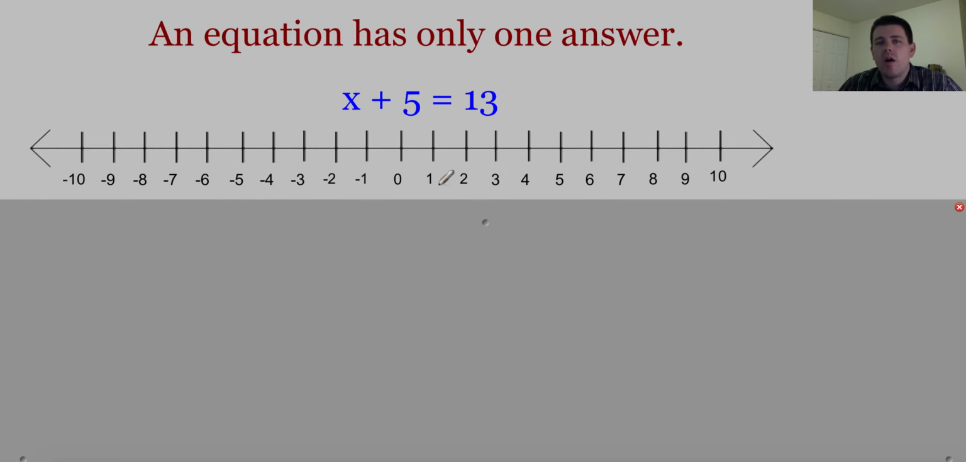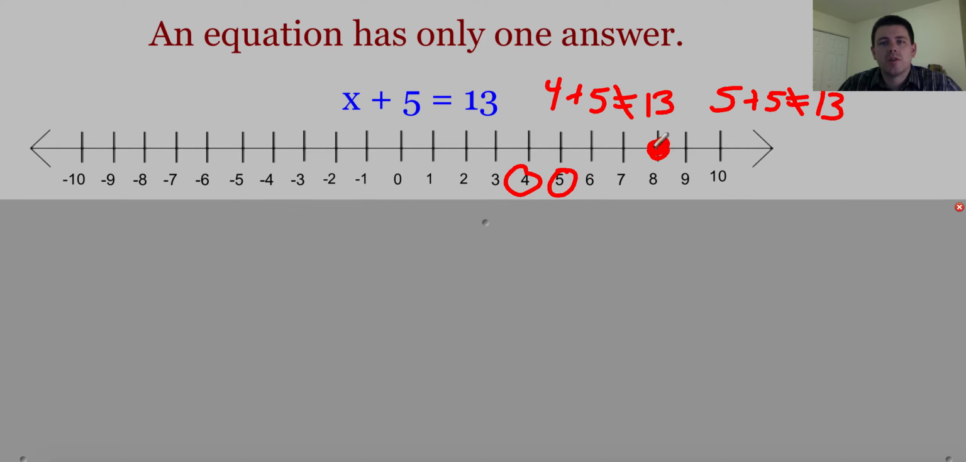Well, I can try all kinds of different numbers. I could put in a 4. 4 plus 5 is not equal to 13. So 4 doesn't work. I can try a 5. 5 plus 5 is 10. Definitely not equal to 13. In this case, there's only one answer, and that's 8. Because 8 plus 5 really does give me 13 as an answer. There's just one thing that works.